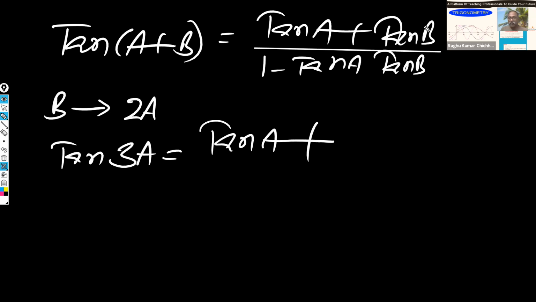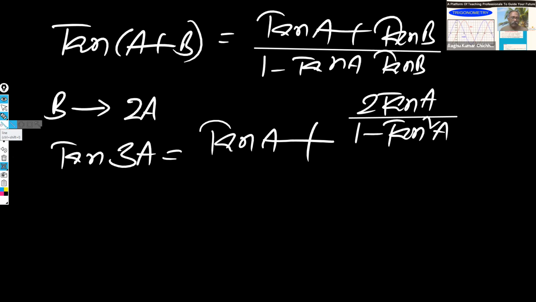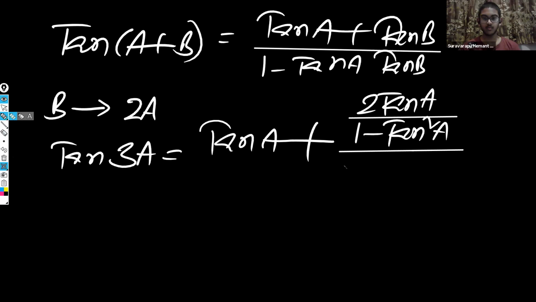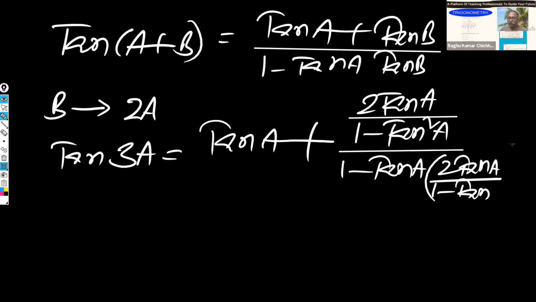Tan A plus tan 2A. Come on, tell me the tan 2A formula. Just now we derived it. I'm writing the formula again. We have already learned it is 2 tan A upon 1 minus tan square A, whole divided by 1 minus, come on, tell me, tan A into 2 tan A upon 1 minus tan square A. I hope you understand what I'm writing, Maurya.